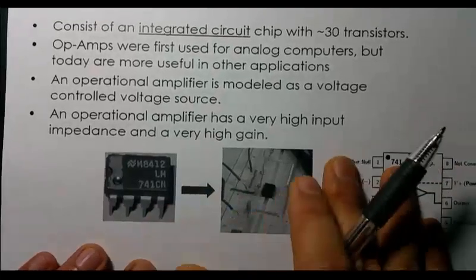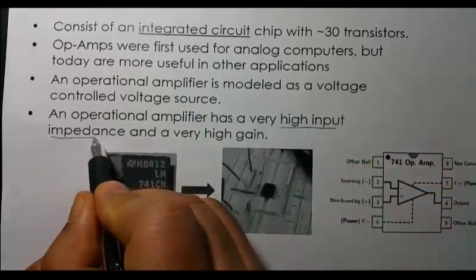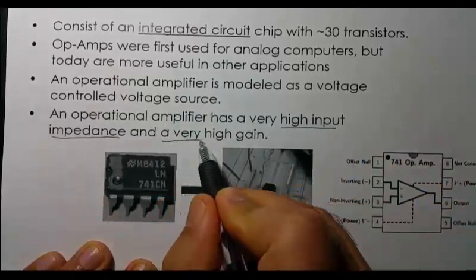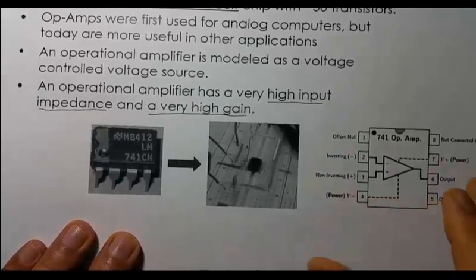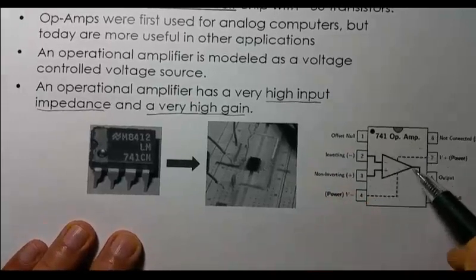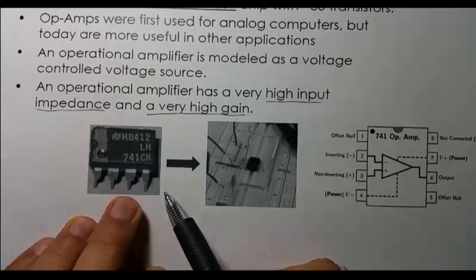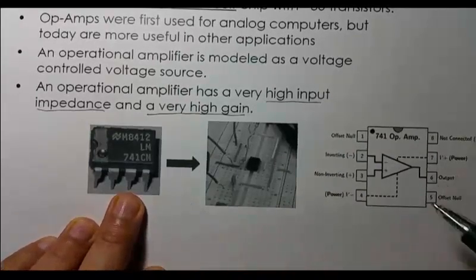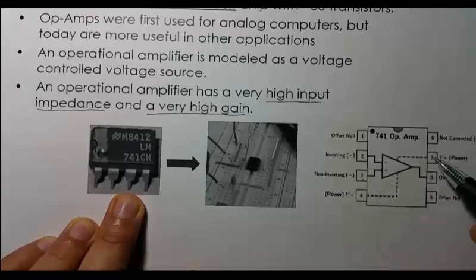The most important point is that an operational amplifier has a very high input impedance, which is very good, and a very high gain. This is how you construct an operational amplifier, and this is its symbol. This is a chip layout with all the pin connections. It's the op-amp that we'll be using in our lab. It has an 8-pin chip, but most of the time we'll actually just be using 5 pins: number 2, 3, 4, 6, and 7.